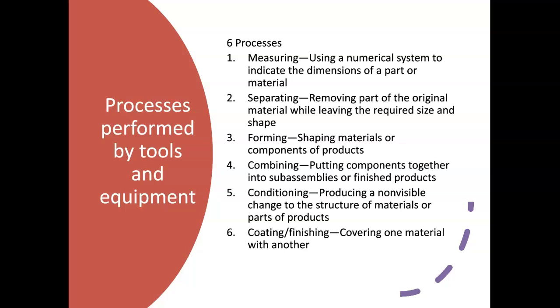We can talk about forming material here as well, which is going to shape that material. So we talk about combining, where we're putting pieces together using different types of subassemblies or finished products. We're going to talk about conditioning, how we can change the structure of materials or parts of product using different types of conditioning processes. And then, of course, we'll also talk about coating and finishing processes that allow us to cover one material with another for different applications and for different reasons.